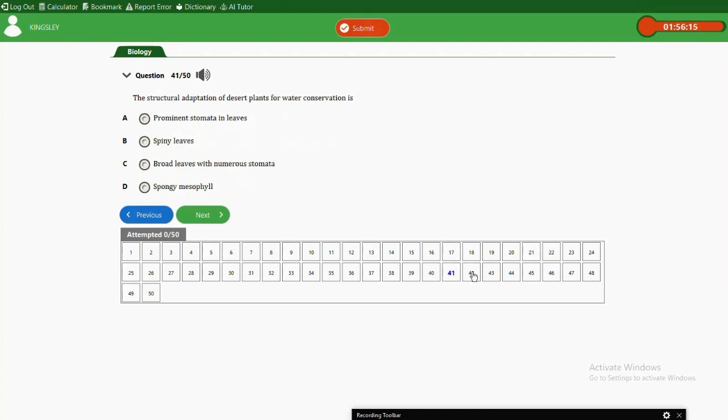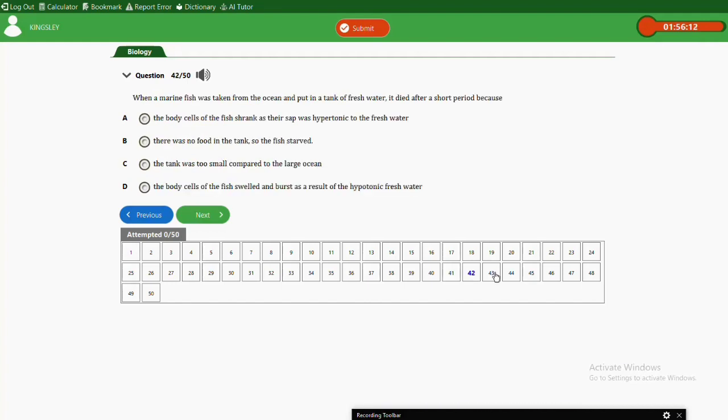So let's look at question 41. The structural adaptation of desert plants for water conservation is A. prominent stomata in leaves, B. spiny leaves, C. broad leaves with numerous stomata, and D. spongy mesophyll. So guys, the correct option here is option B, and that's spiny leaves. Actually, plants in the desert have spiny leaves so that they can conserve more water.